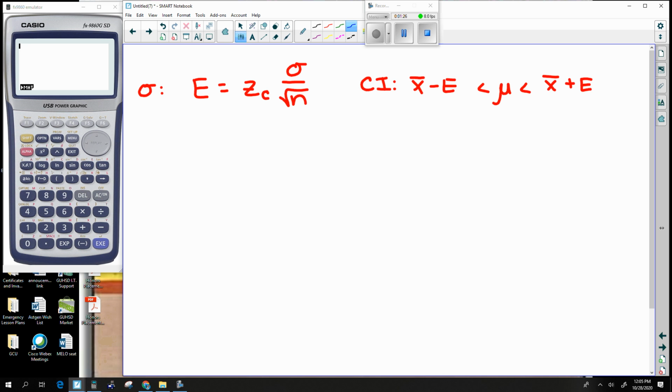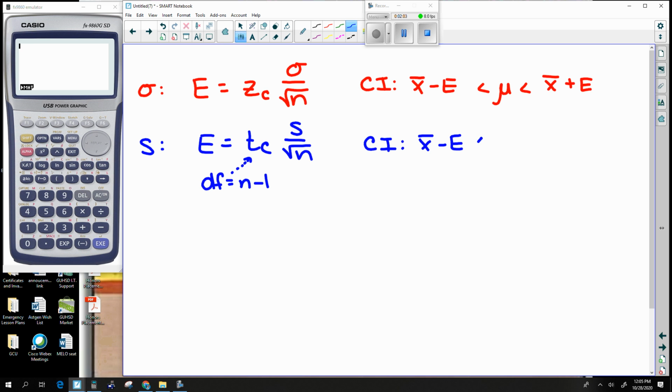Next, we started talking about if they provide you with an S. In that situation, E is equal to TC S divided by the root of n. So TC, you're going to obviously depend upon the confidence, and also a degree of freedom, which we estimate as n minus 1. That is required in getting that TC. But as soon as you develop that, then your confidence interval is the exact same thing as above. It's predicting the population average.